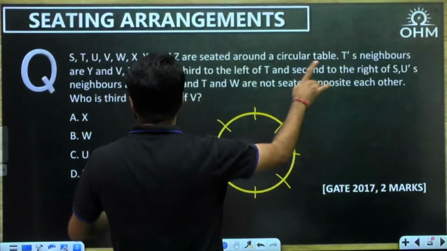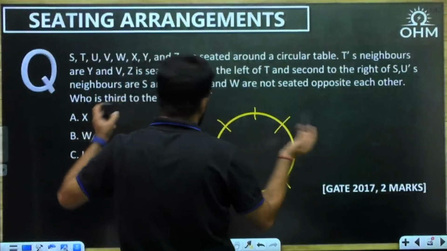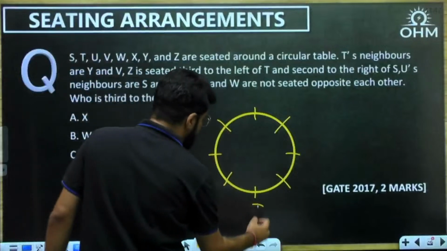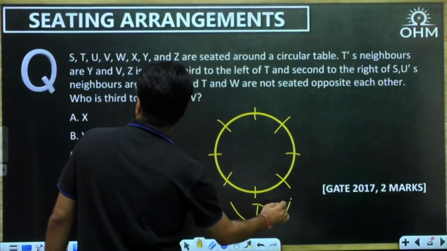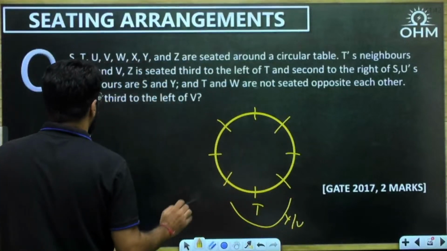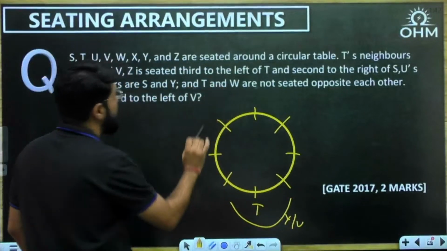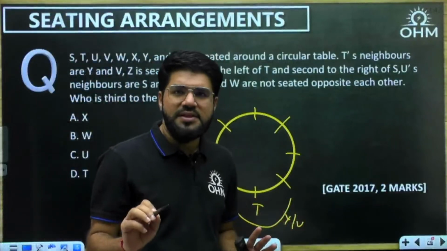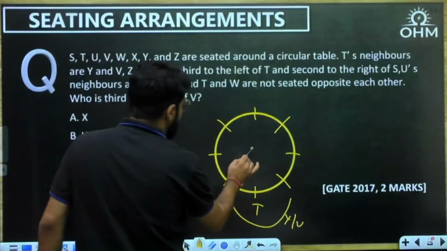Okay, now T's neighbors are V and Y. So there can be any beginning, na? So let's take T. T's neighbors here are V and Y. But where is V, where is Y, that we will come to know later only. Z is third to the left of T. Now nothing is mentioned. That means everybody will be facing towards the center.